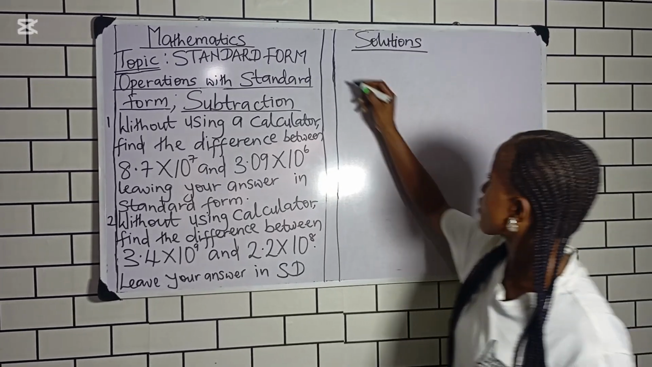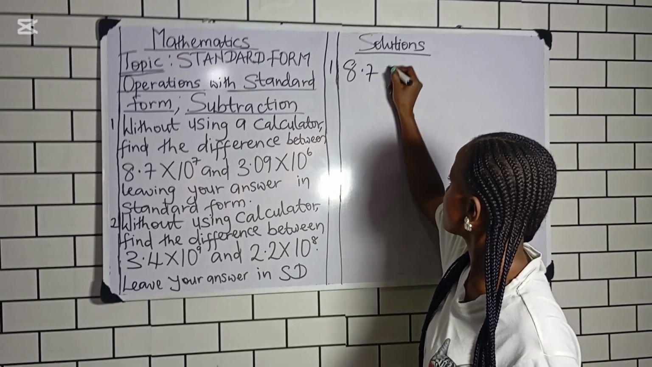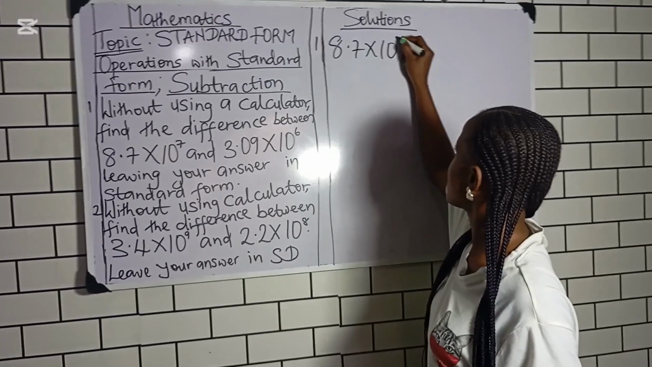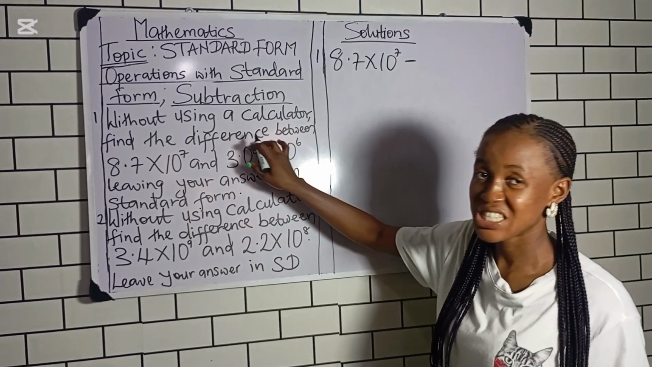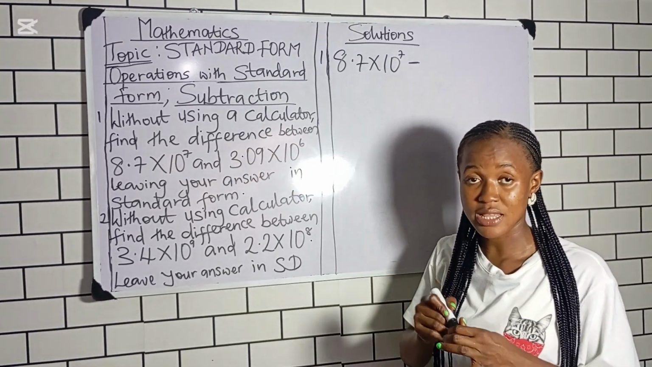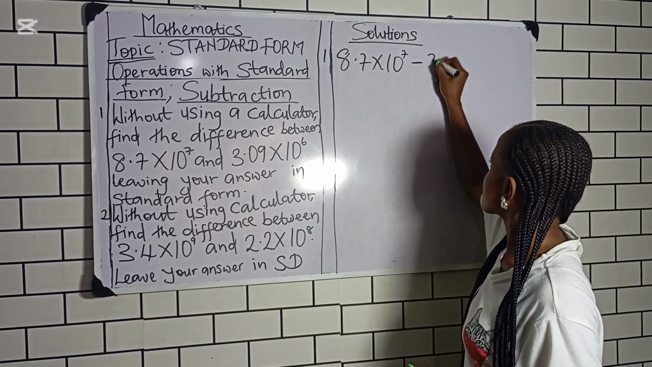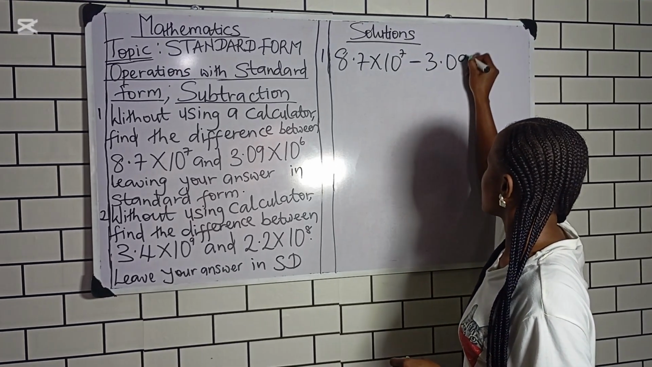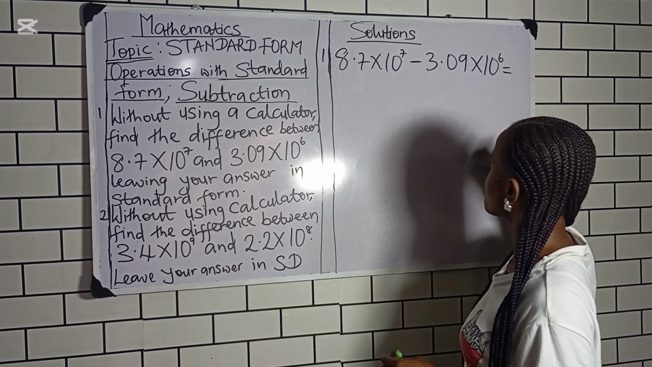Number 1: 8.7 times 10 raised to power 7 minus, because it is what? Difference. Difference is an answer after subtraction. Minus 3.09 times 10 raised to power 6 is equals to.